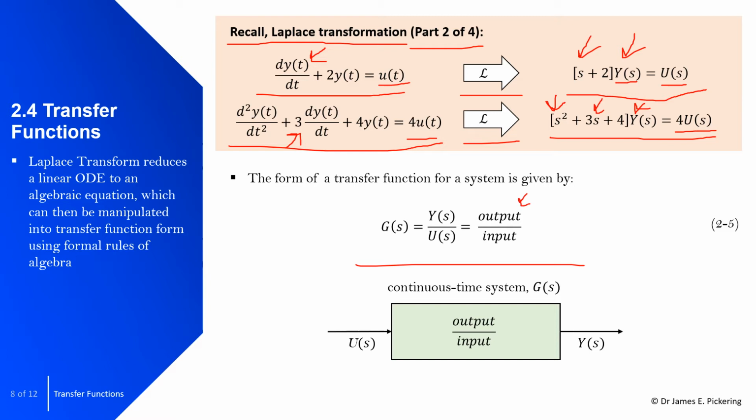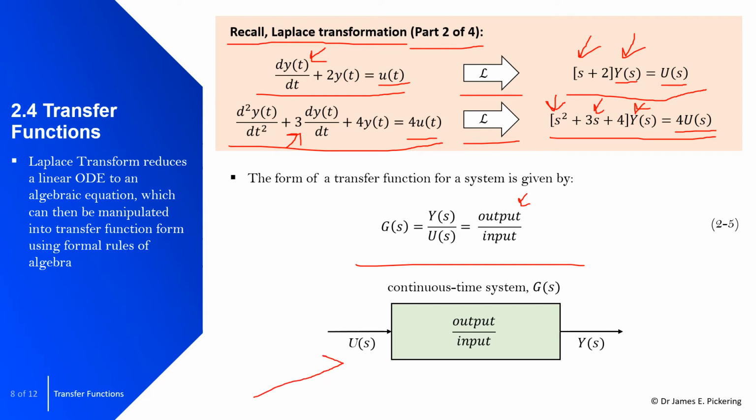So straight away, Y of s, as I've previously told you, is the output, and U of s is the input. You can probably already see how, using formal rules of algebra, so just manipulating these equations with division and multiplication, you could rearrange that to put it into this Y of s over U of s.